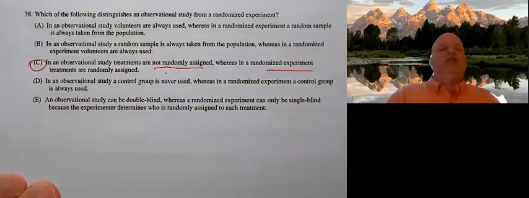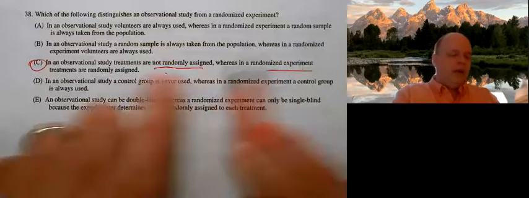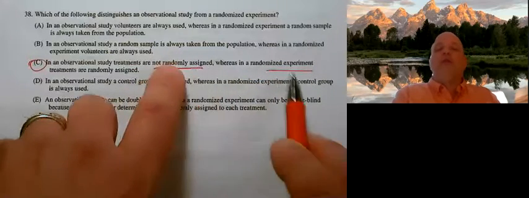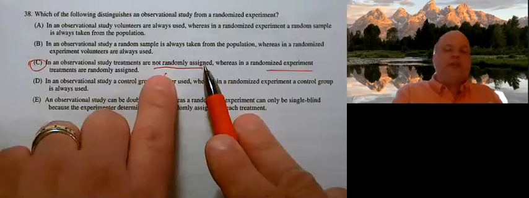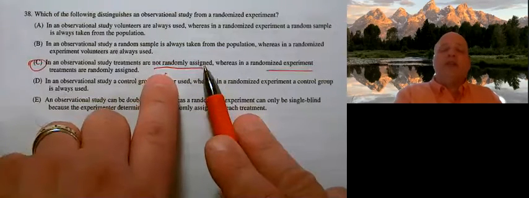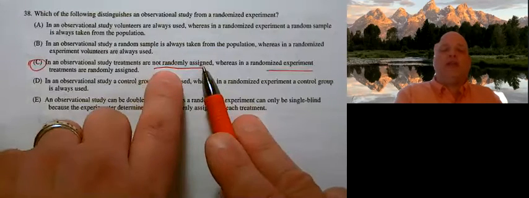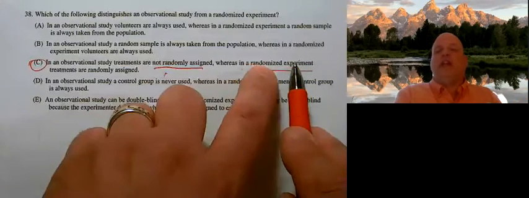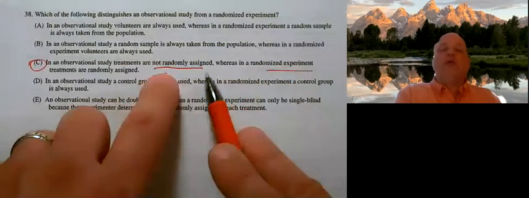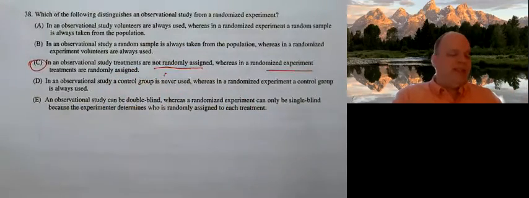And it is due to that random assignment that we can show causation with an experiment, but not with an observational study. An observational study can be statistically significant, but it cannot show causation. A randomized experiment can be statistically significant and show causation. Of course, if we get a large p-value, then neither would be statistically significant.